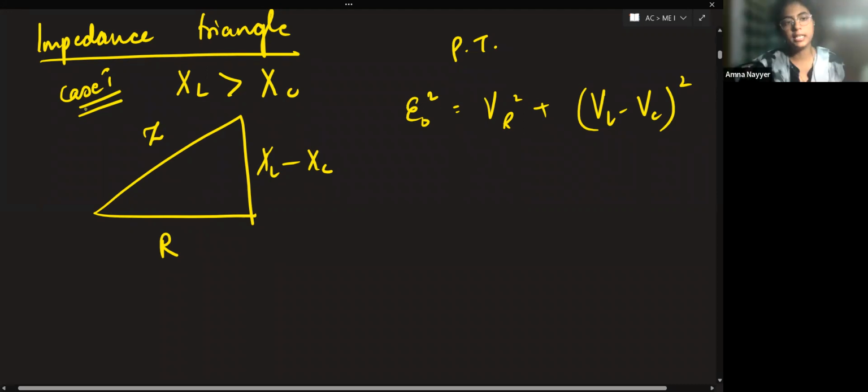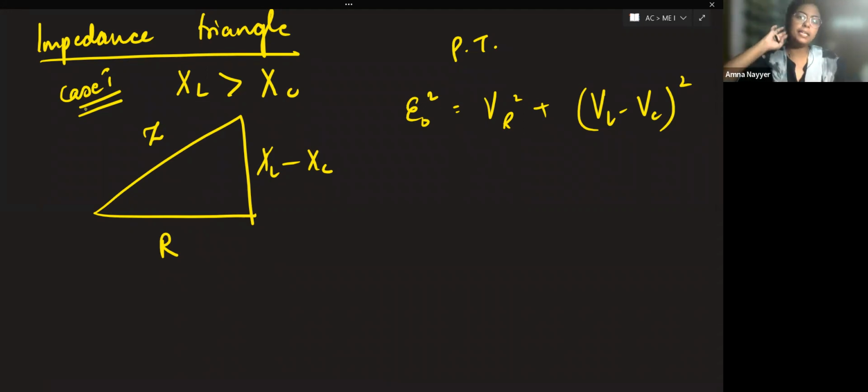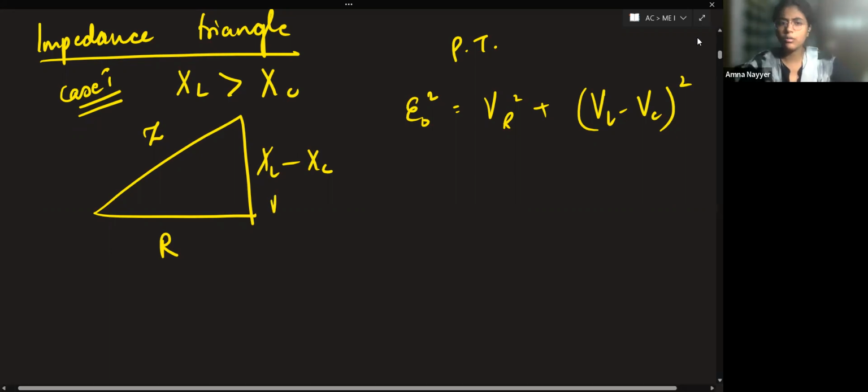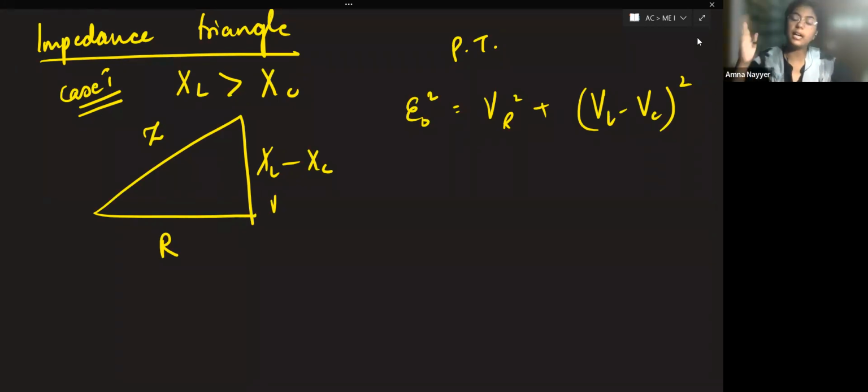Now see, in the inductive impedance triangle, this is just a triangle for our derivation, for our help, that we have drawn, because otherwise drawing it on the phasor diagram and deriving it becomes difficult. So on one side I have taken XL minus XC. Now this is which case? This is when XL is greater than XC, or you can say voltage across the inductor is greater than voltage across the capacitor.